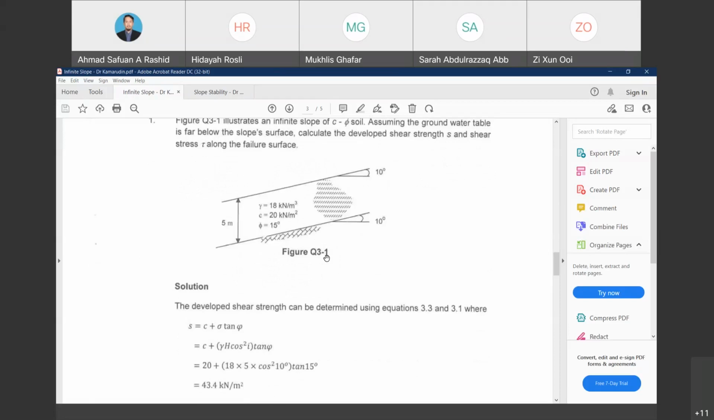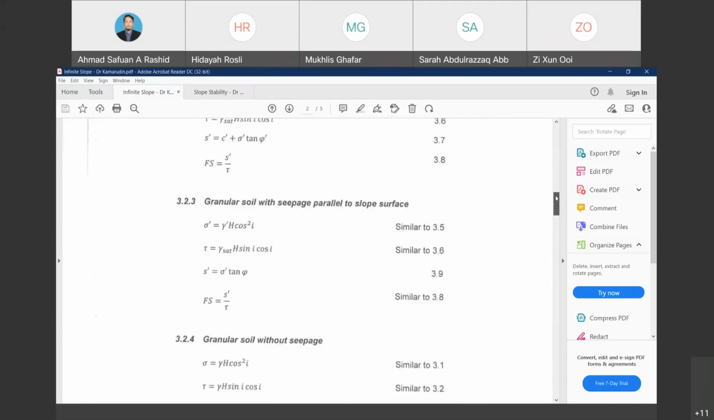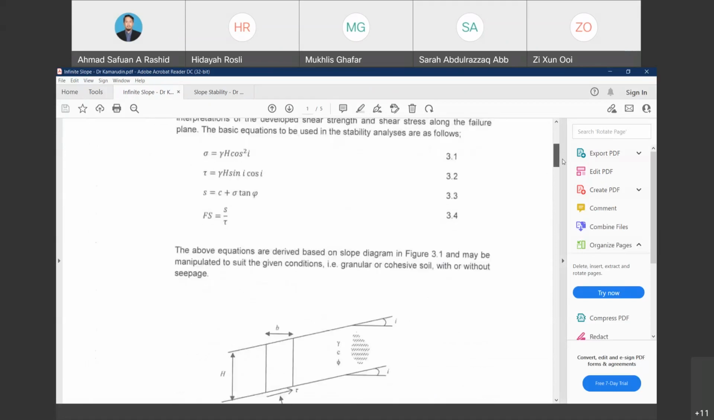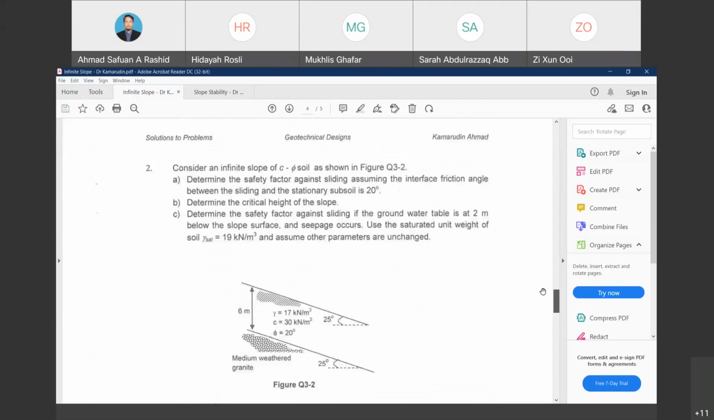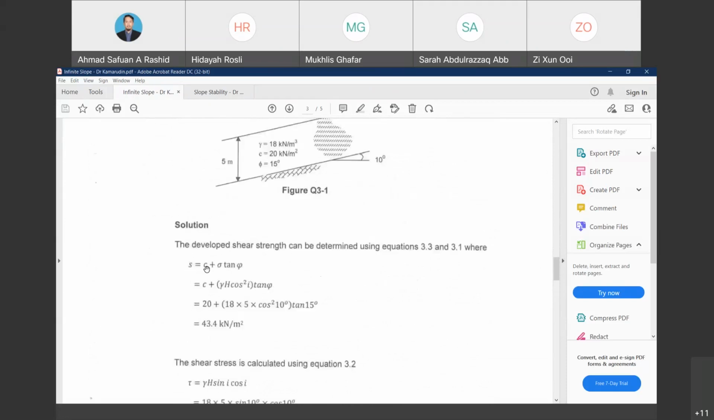If you want to use the equation by Dr. Kamarudin, we may look at equations 3.3 and 3.1. We may use 3.1 to 3.4, because it is a cohesive type of soil. So S is equal to c plus sigma tangent phi. Then we put in all the inputs, and we obtain 43.4 for the S.